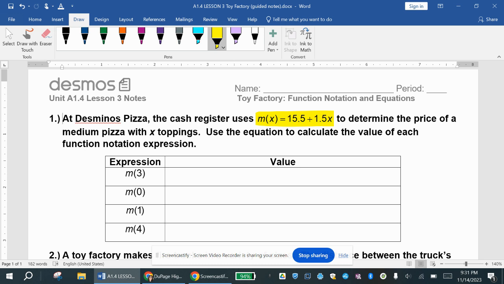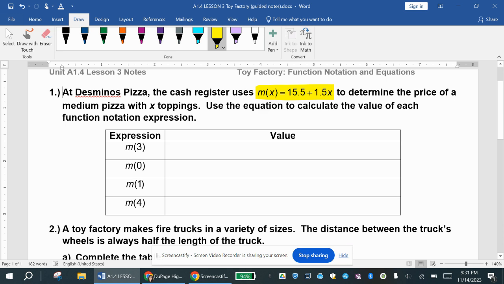Use the equation to calculate the value of each function notation expression. So let's review how we say the first expression. For m of 3, right, it's m of 3, not m times 3. This is a medium pizza, and what's in the parentheses is the x, the amount of toppings. So here the toppings is 3. I'm going to take my function m of x, except instead of all the x's, I'm going to replace them with the toppings that I've been given, which in this case is 3.